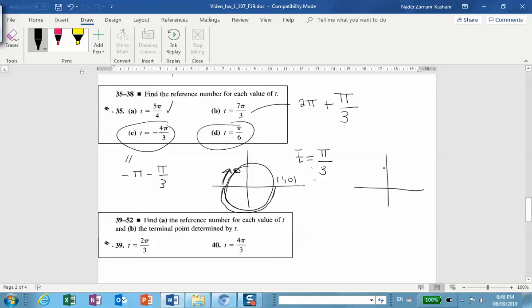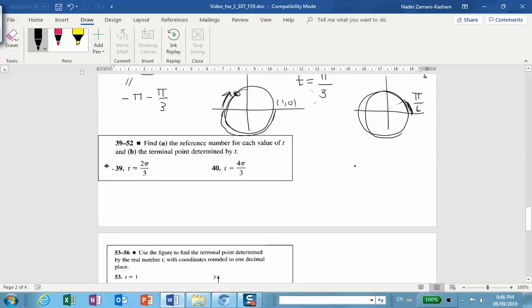And this last one is obvious because pi over 6 is already in the first quadrant. So pi over 6 is somewhere here. This is your t, and because it's in the first quadrant, t bar is always equal to t, and it's equal to pi over 6. Okay, so let's go to the next problem.